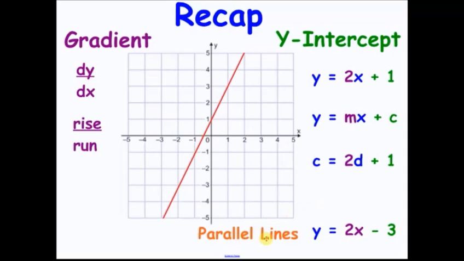And finally, parallel lines. Parallel lines have the same gradient. So 2x has the same as 2x up here. However, they need to have different y-intercepts. So here our y-intercept will go through -3. Here it goes through +1. So a parallel line has the same gradient with a different y-intercept.